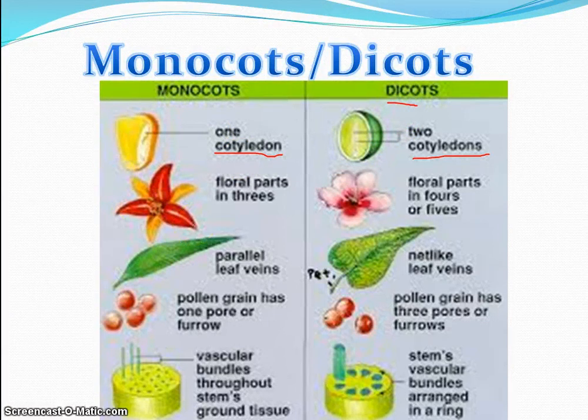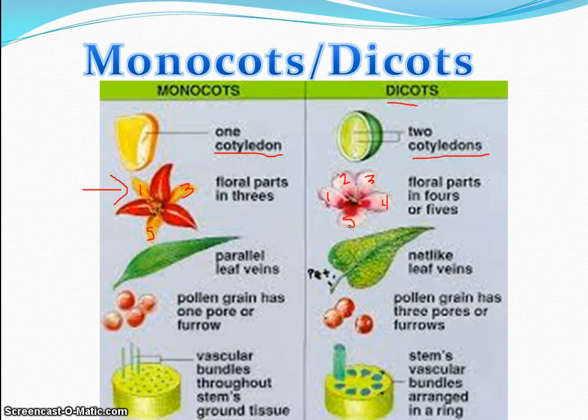As far as the flower petals, a monocot has flower petals in the multiples of 3. So if you count them, it's 1, 2, 3, 4, 5, and 6. So that would be a multiple of 3. That's a monocot. A dicot is a multiple of 4 or 5. So 4, 8, 5, 10, and so forth. And if you count this one for the dicot, it's 1, 2, 3, 4, and 5.